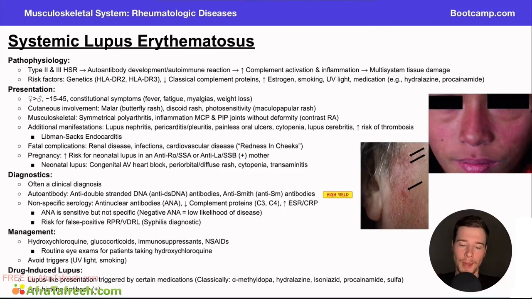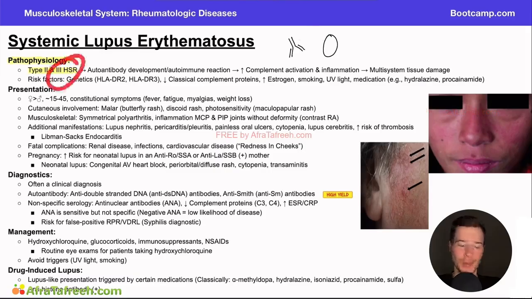So if we draw our attention to the pathophysiology here, SLE is a type 2 and type 3 hypersensitivity reaction. So just as a quick reminder, our type 2 hypersensitivity reaction is dealing with antibodies that can then bind to a cell, leading to cellular destruction. It can also lead to increased inflammation. So that is to say that the antibody can then bind to the cell. This can activate the complement system, which can again cause inflammation and ultimately destruction of the cell.